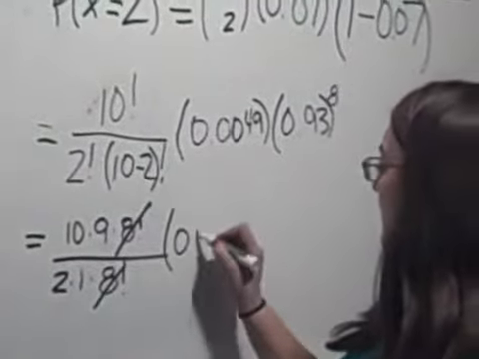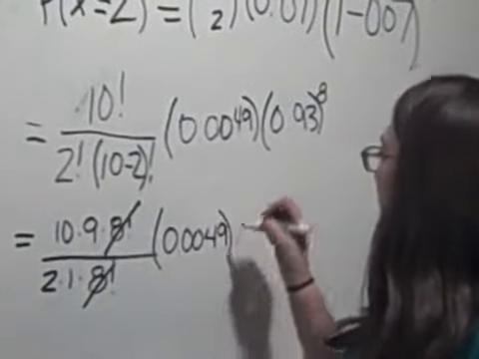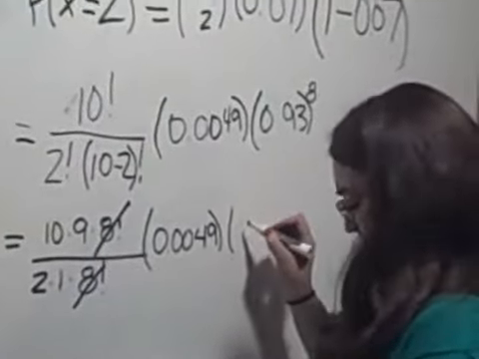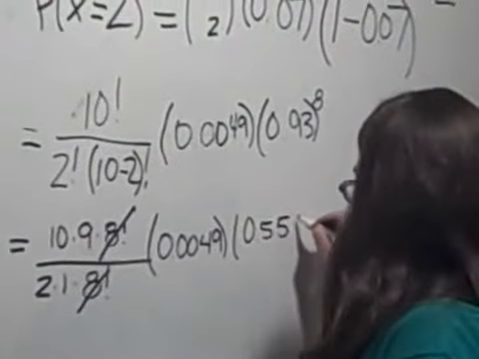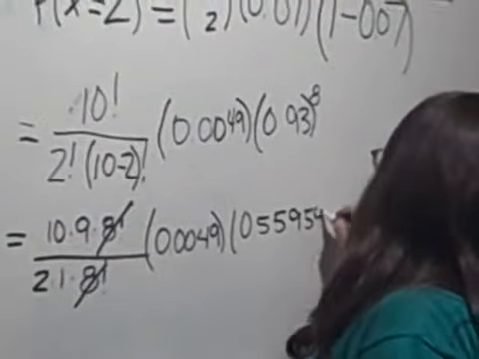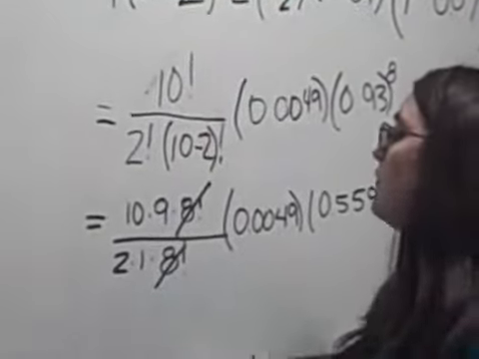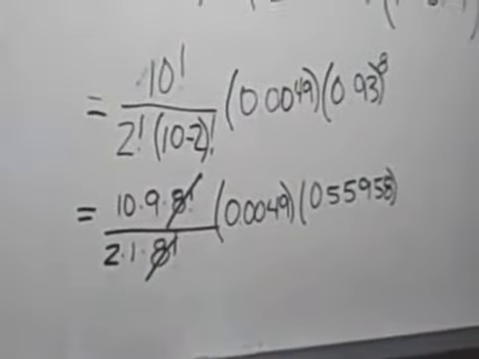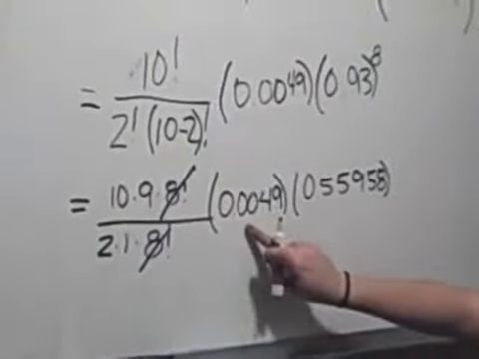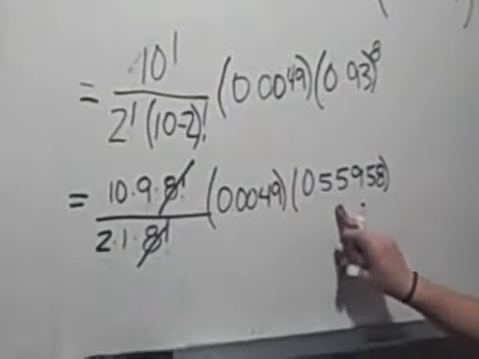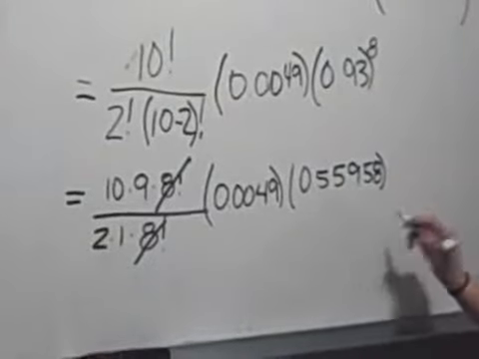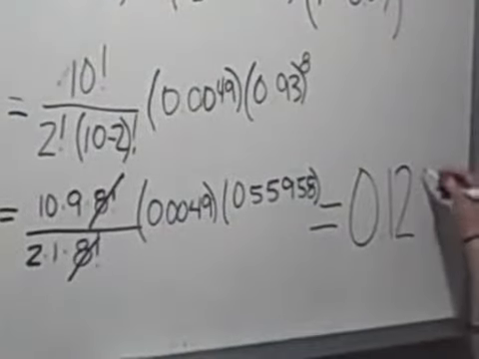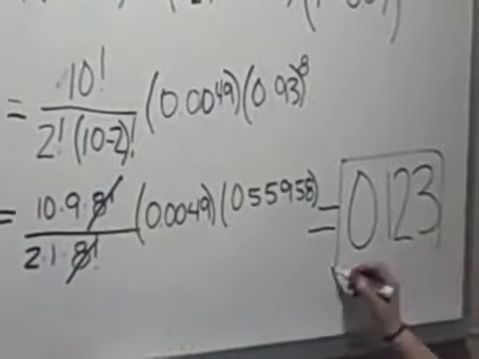So, if we move this down here now, this comes down, and 0.93 to the 8th power is 0.55958. Alright, so now if we do 10 times 9 divided by 2 times 0.0049 times 0.55958, we get our probability to come out to be 0.123.